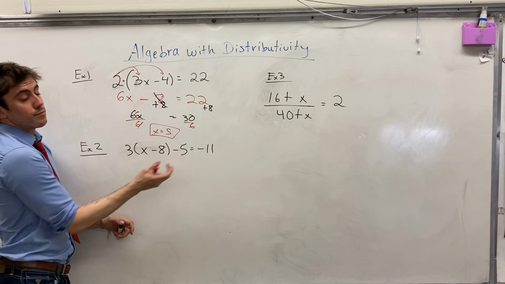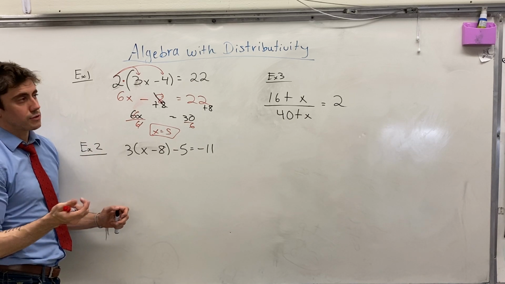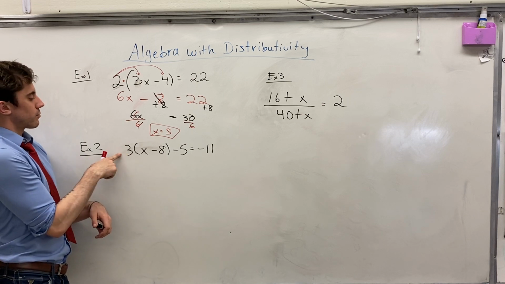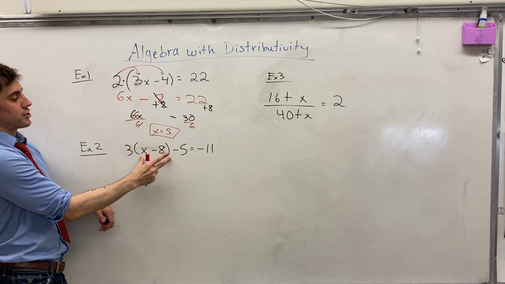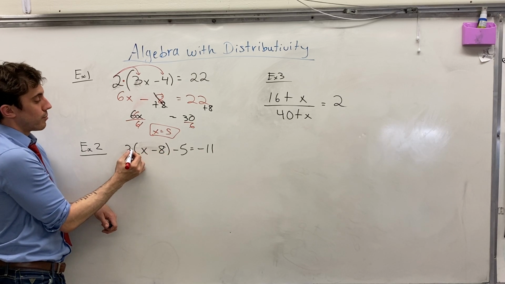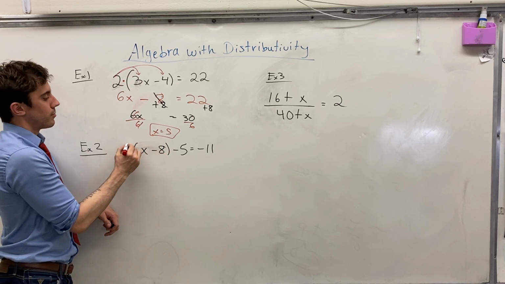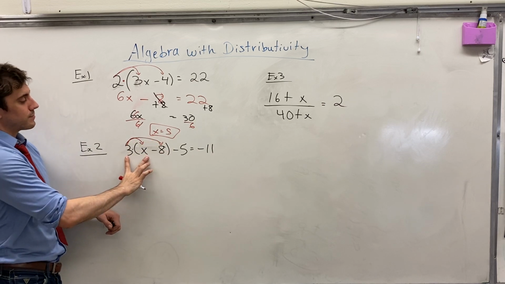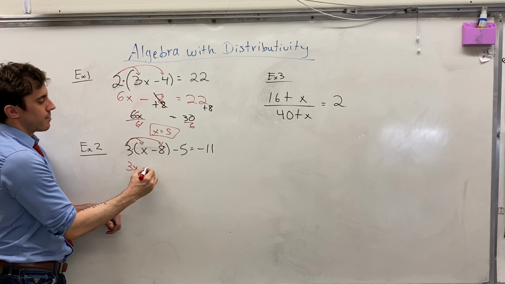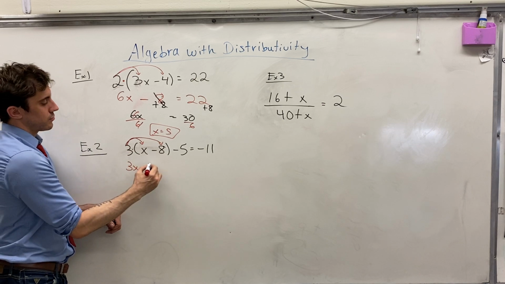Example 2, one more term to deal with. We're going to run through distributivity just like we did up top. The 3 is attached to the bracket, so it's implied that we're multiplying the entire bracket, and we're going to multiply each term inside the bracket one at a time. So we have 3 times x, which is 3x, minus 3 times 8, 24.